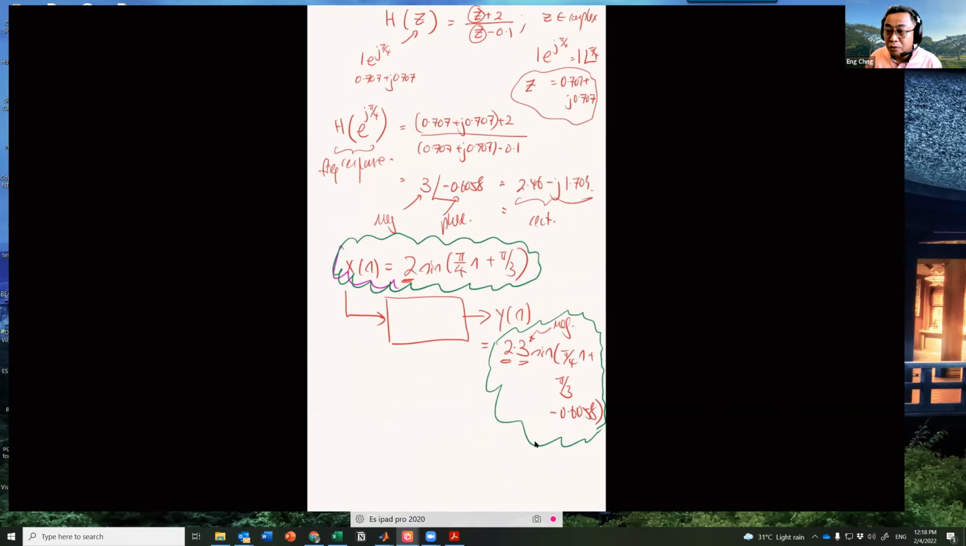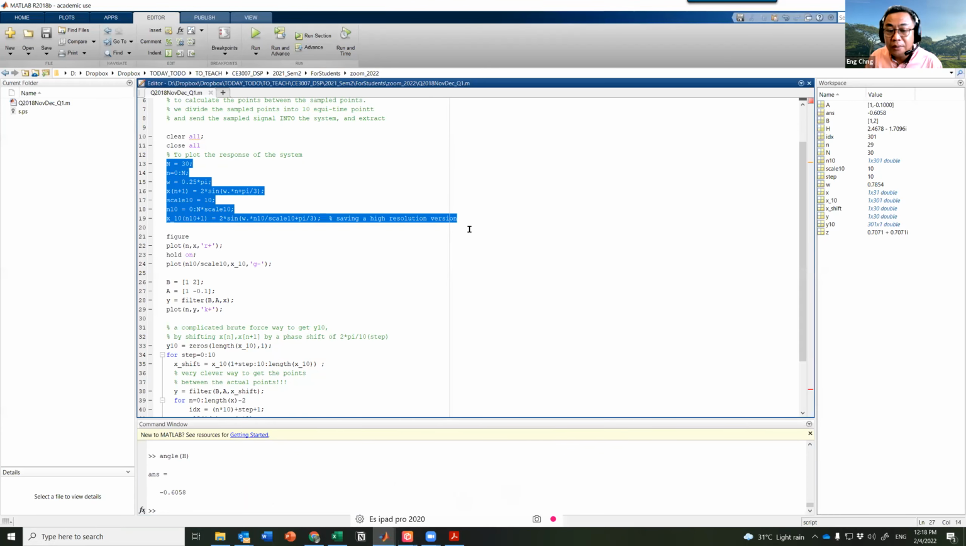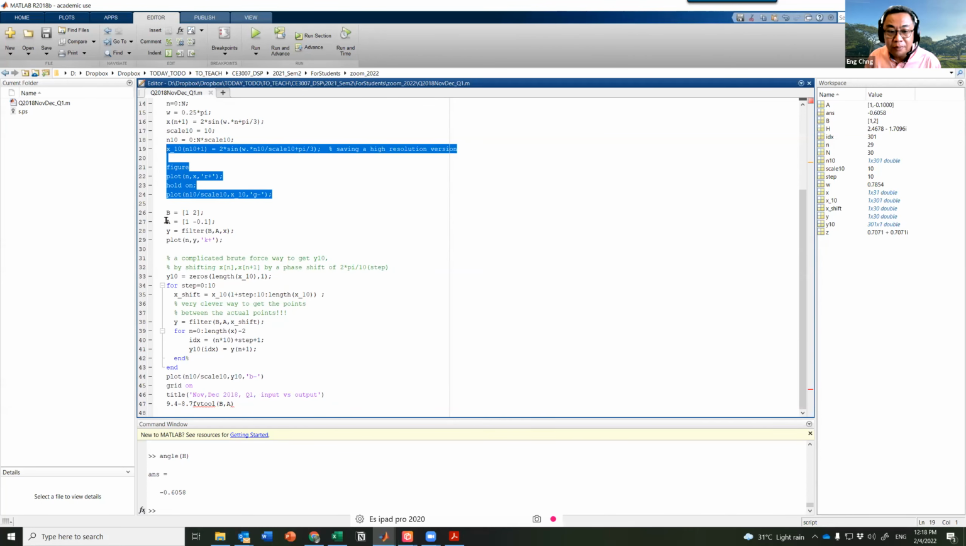All right, so now I'm going to show you my MATLAB code to do this. Here, I will generate my signal. I will plot my signal, and then I will start to generate my output y. I use the MATLAB filter. You can use the Python filter, define B and A, and get the y. All right, let's see.